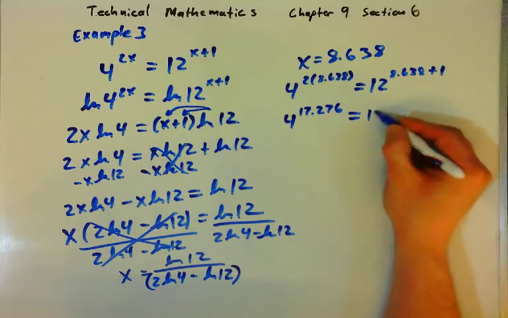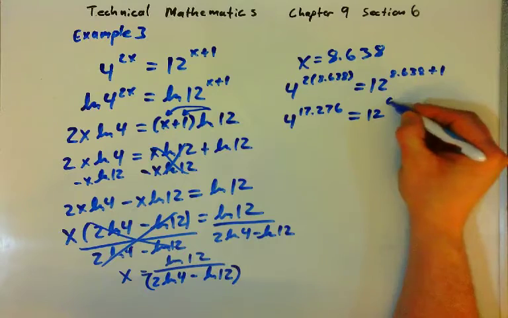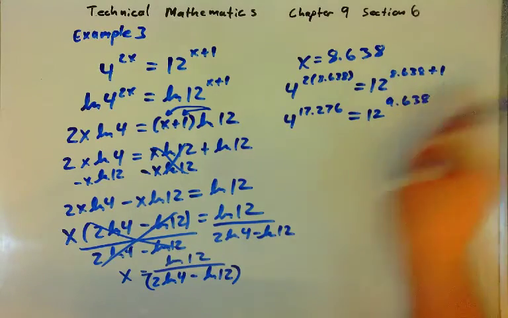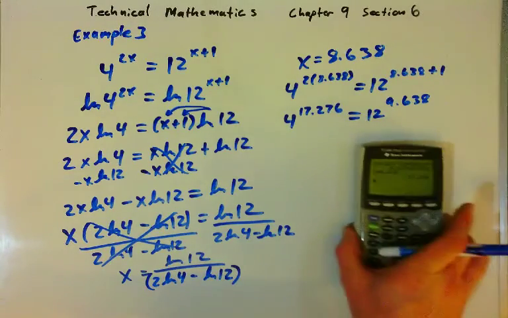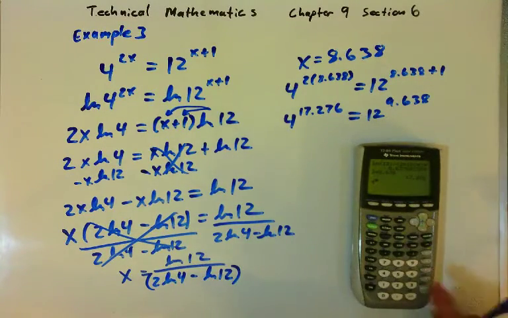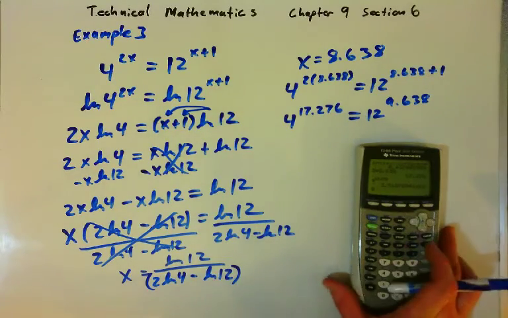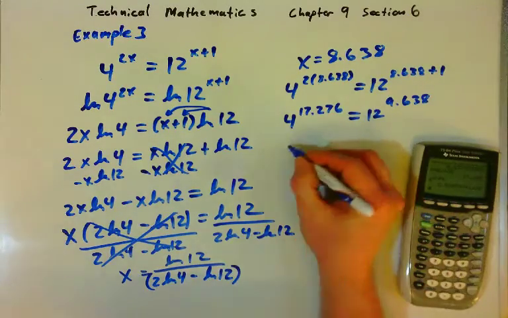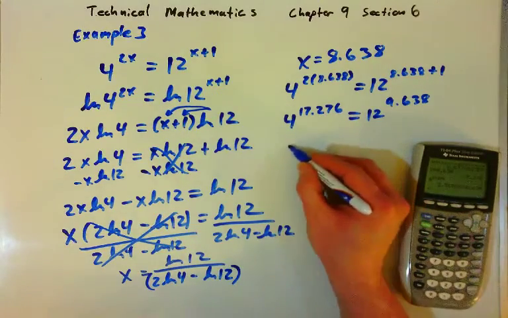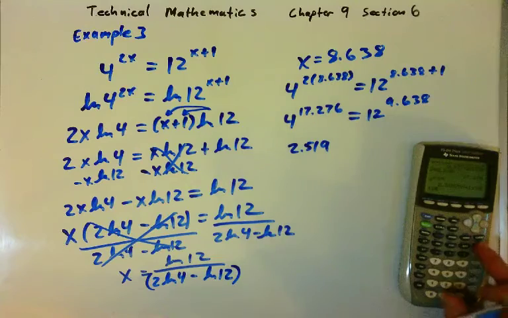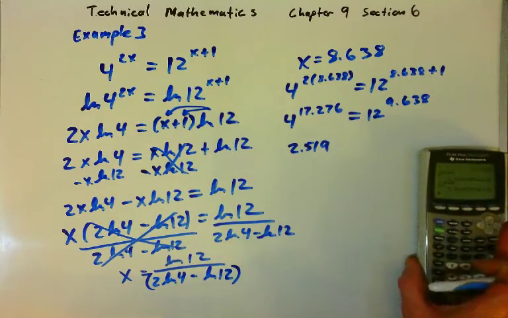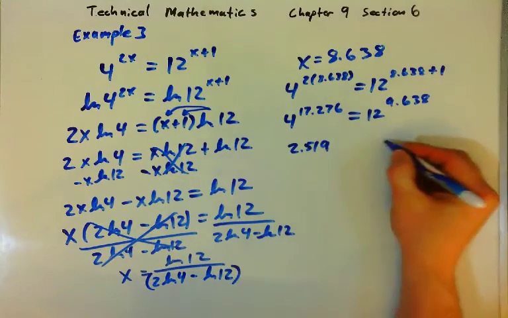17.276 is equal to 12, and now we're just adding 1, so it's going to be 9.638. And so when we type in these exponentials into our calculator, they should be equal. So we'll do the 4 first. It's 4 to the 17.276 power, and we get 2.519. And then over here we'll have 12 to the 9.638 power, and we get 2.519 again.